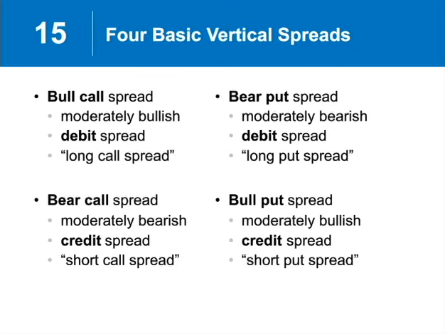The bear call spread is moderately bearish, and a credit spread, so you're basically taking in more money for the one option you sell versus the option you buy. And the terminology there is short the call spread. The bear put spread, as you'd think, is bearish, so moderately bearish. It is also a debit spread, and the terminology is long the put spread. So you're long a put that costs more than the lower price put in terms of strike. That's why it's always a debit.